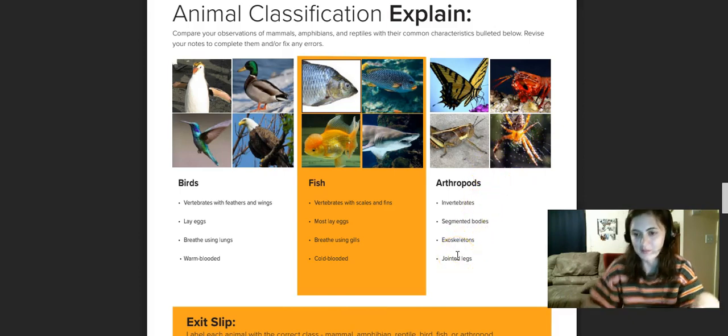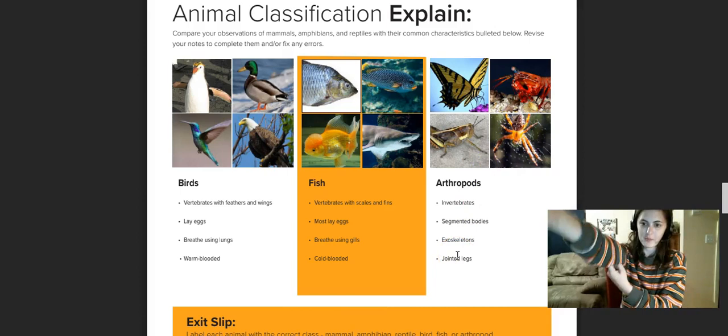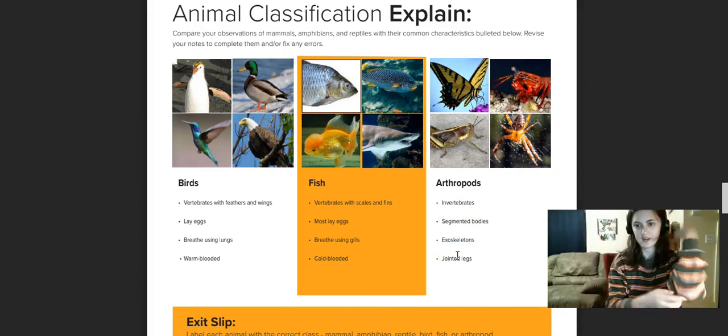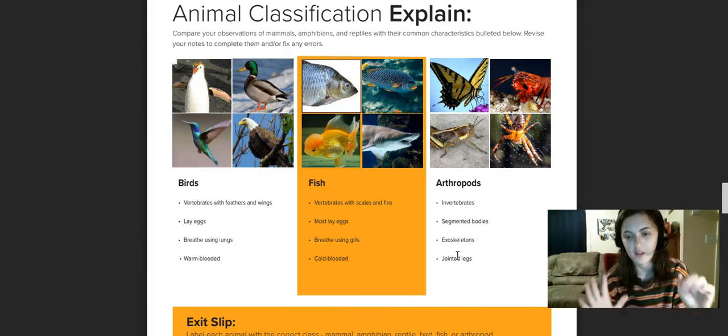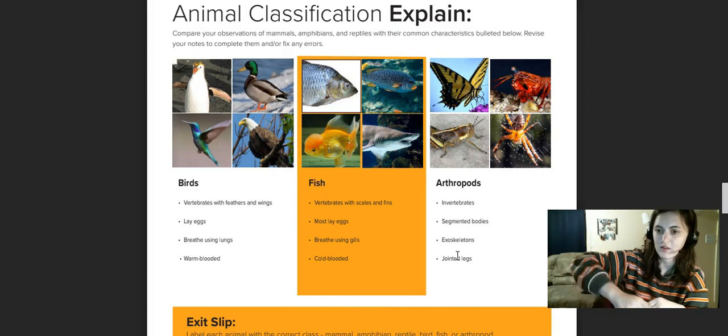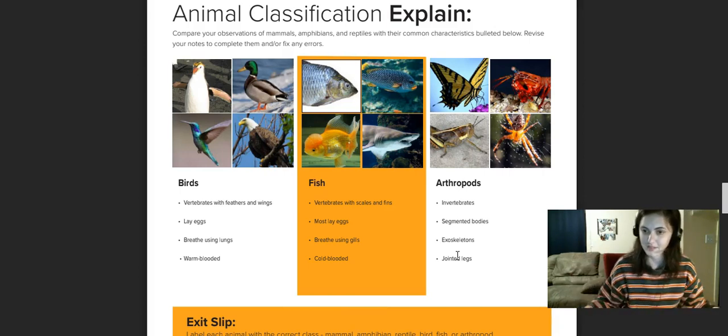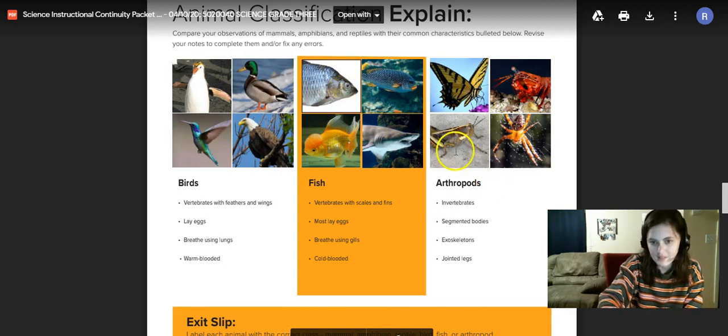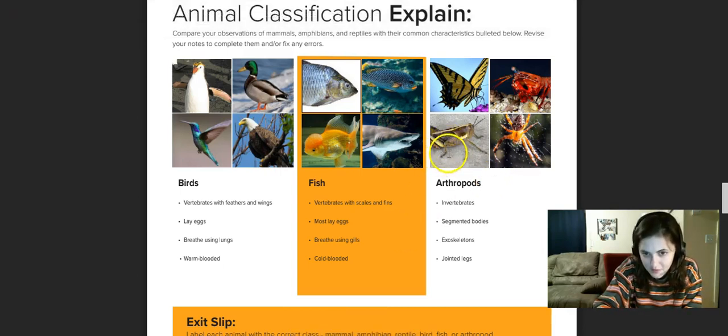They have jointed legs, meaning a joint is where your bones move. So you have joints here, here, on your fingers. Any part that your body moves, you have joints there. So they have jointed legs, meaning their legs, kind of like we have jointed legs, can go up and down, move. You can see it here actually with this grasshopper. If you look closely at its legs, they're all jointed, they're all moving, they're bent.